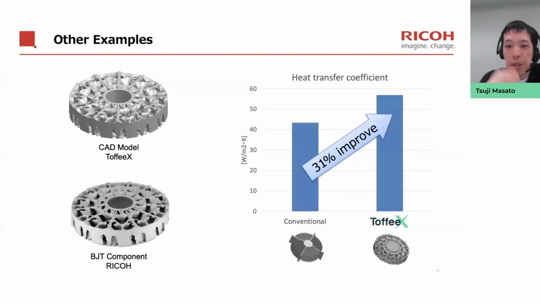This is the last slide. I will also introduce a case study of an air-cooled heatsink, which was previously showcased in another ToffeeX webinar. In this case as well, only the design domain and boundary conditions were inputted, and our binder jetting components faithfully reproduce the CAD shape. Here, the heat transfer coefficient is compared and shows a 31% improvement over the conventional heatsink, indicating efficient heat exchange performance.